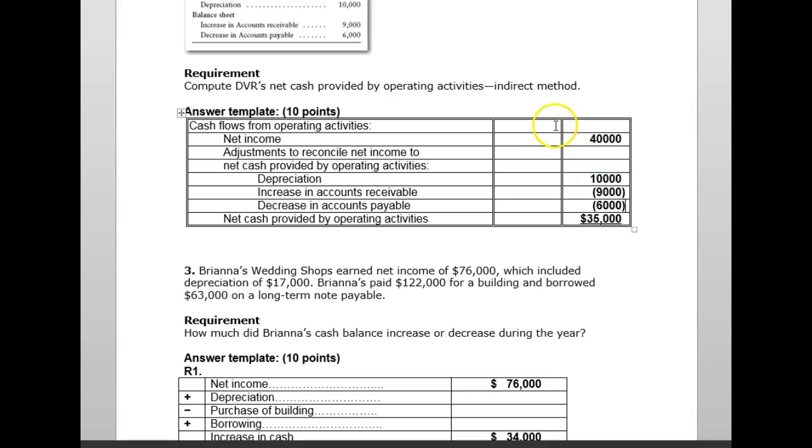So that should come up with a net cash provided by operating activities. After you've adjusted all of this, the net income, depreciation, and the increase and decrease in current assets and liabilities, should come to $35,000.